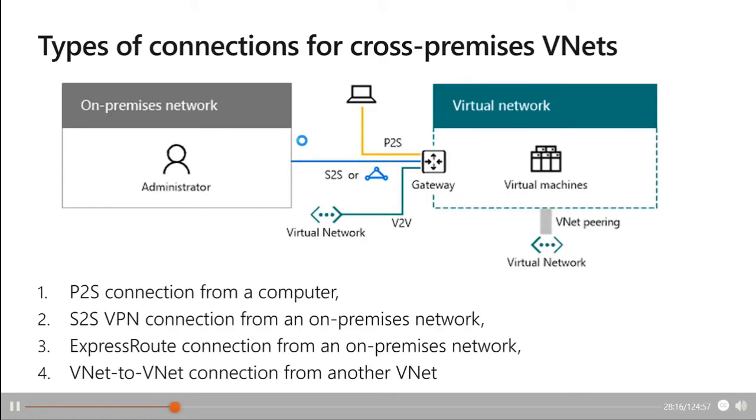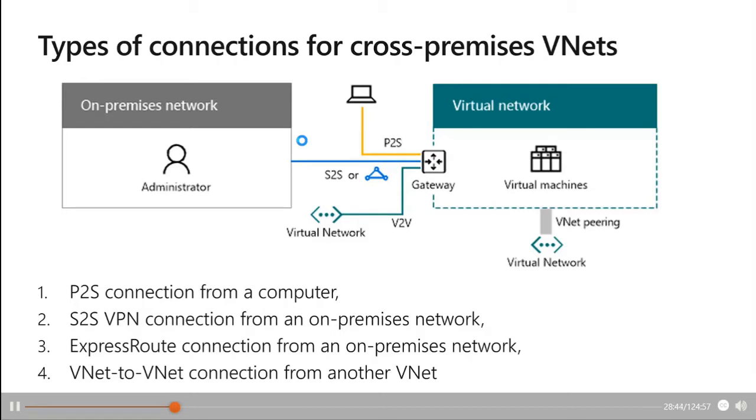So when we have a virtual network and we want to connect this with other networks, we have a series of possibilities to achieve this. The first one will be using a site-to-site connection to an on-prem network. So we have our headquarters, we have our on-prem network. We can use a site-to-site connection to achieve this.